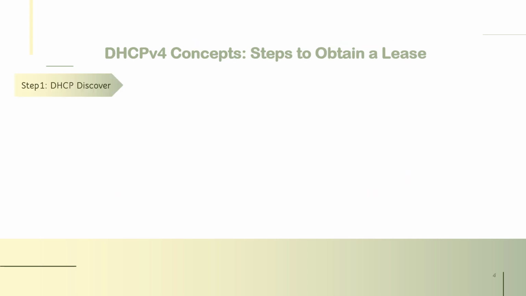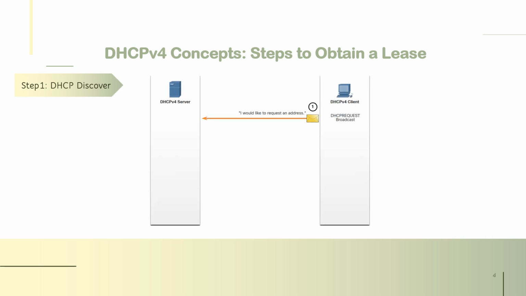And there are many steps to obtain a lease. The first step is DHCP Discover. In this step, the client starts the process by sending a broadcast DHCP Discover message with its own MAC address to discover available DHCP version 4 servers. Because the client has no valid IPv4 information at boot up, it uses layer 2 and layer 3 broadcast addresses to communicate with the server. The purpose of the DHCP Discover message is to find a DHCP version 4 server on the network.